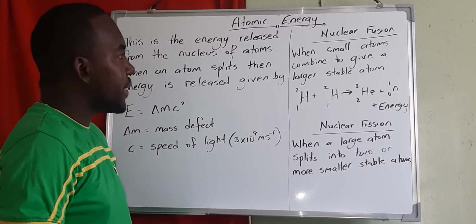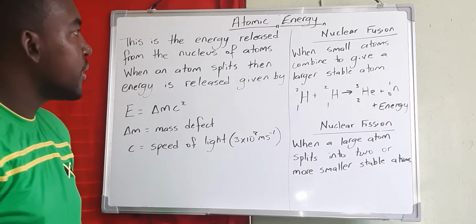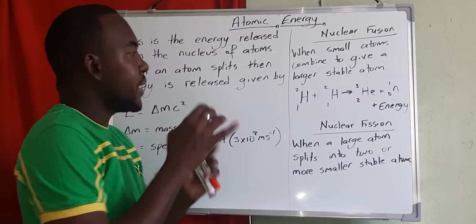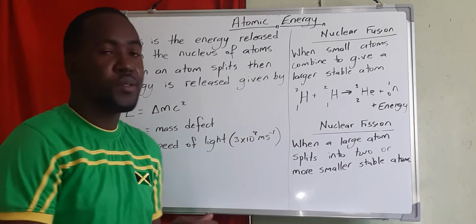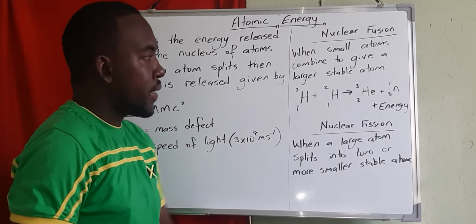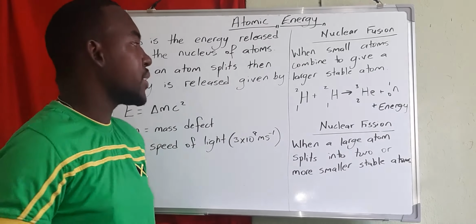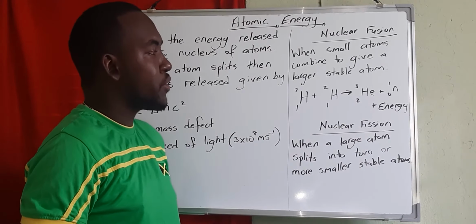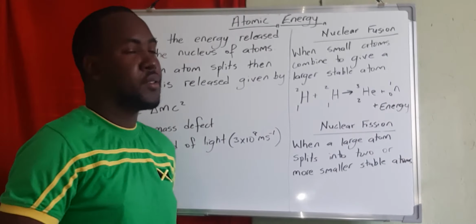Alright, so one type of getting nuclear energy is nuclear fusion. Nuclear fusion, as the name suggests, is combining two small atoms to get a larger atom. In this case, we have two isotopes of hydrogen, which combine to give us helium, and it releases energy. This reaction is a primary reaction that happens on the sun. So that's why the sun is a primary source of helium gas, because this type of reaction happens regularly.